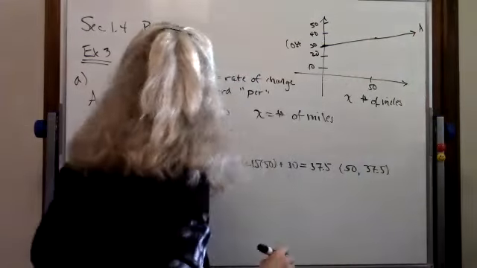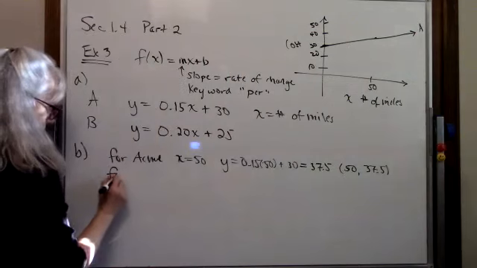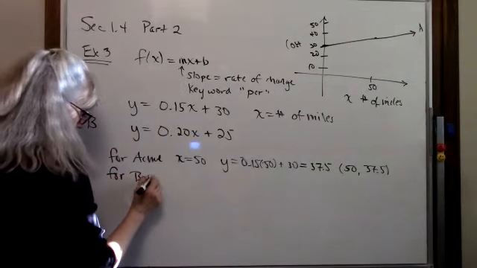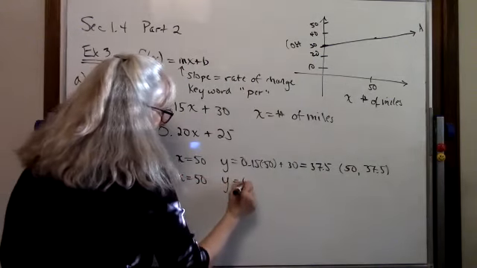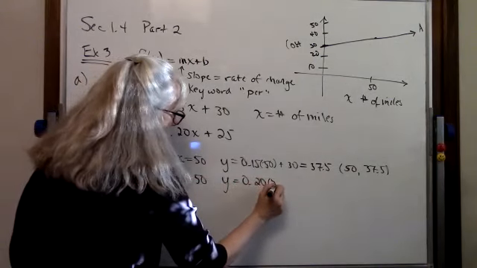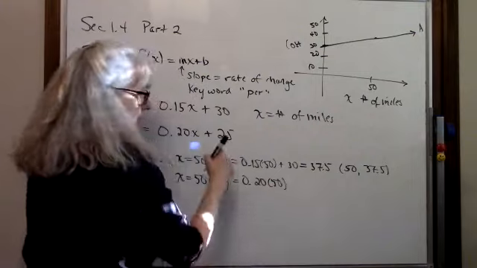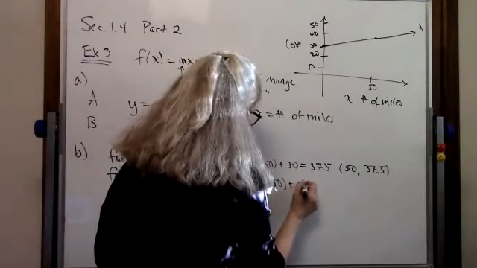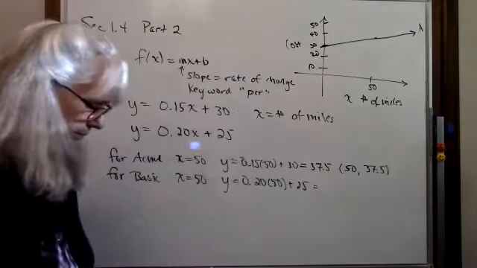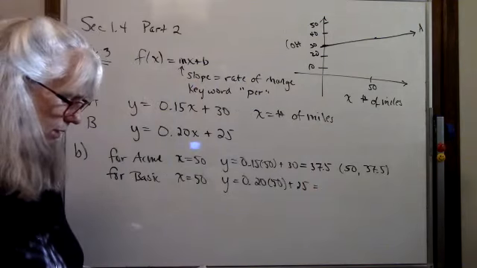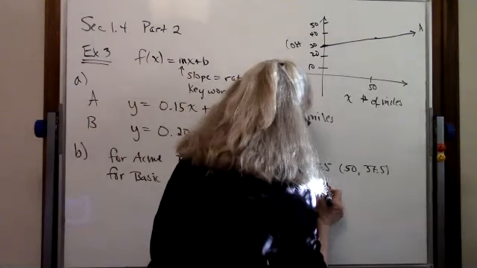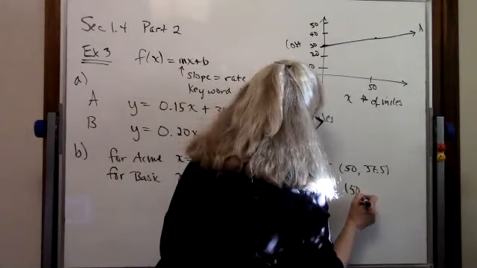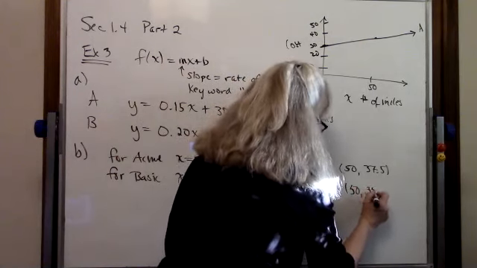Okay, let's do the same thing for the Basic truck company. We're going to let x equal 50, plug it in and see what we get. So y is going to be equal to 0.20 times 50 plus the 25. 0.2 times 50 plus 25 gives us $35. So 50, comma 35.